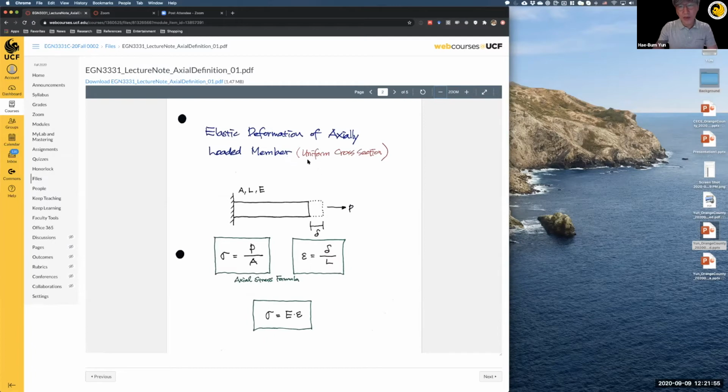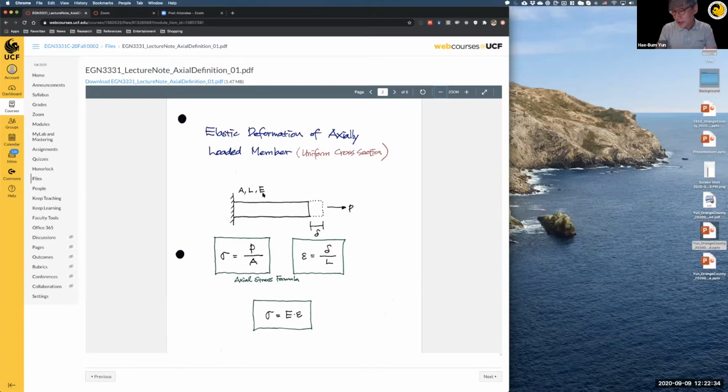If we have a uniform cross-section, then we can think about this kind of bar. This can be a rectangular shape or a circular shape, but we have a constant cross-section area and length L. And what is E? What is E? Modulus of elasticity. That's correct. Young's modulus is correct.